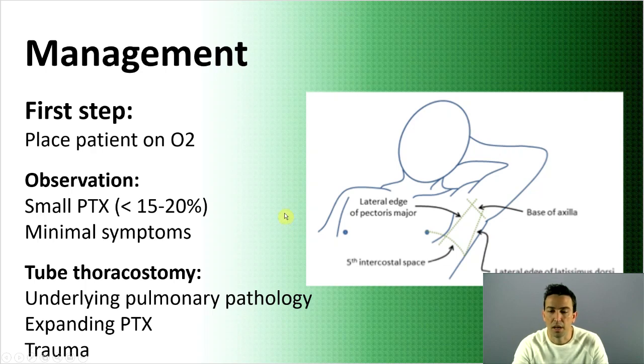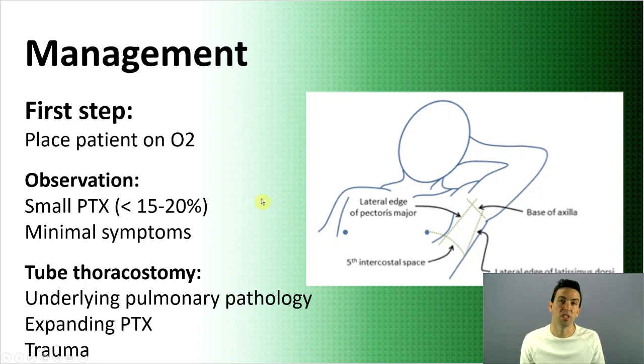Then the next question becomes your disposition. Is this somebody that can be observed, can go home? Do they need to be admitted? Do they need a chest tube? If it's a small pneumothorax, less than 15% or so, and they really don't have any symptoms, then typically you can place these patients on oxygen and they don't need a chest tube.